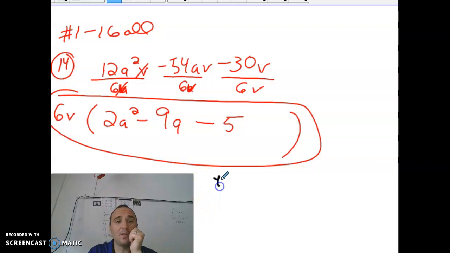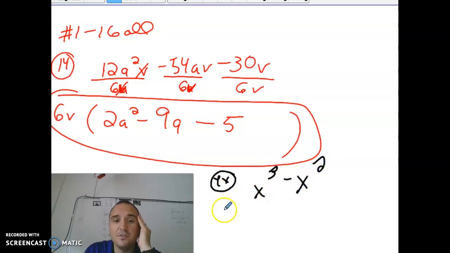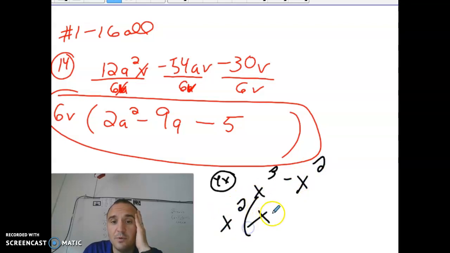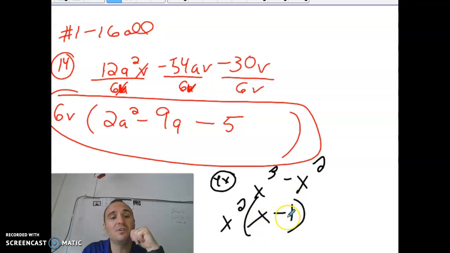The last example I want to go over would be x to the 3rd minus x to the 2nd, because in this case, it's x to the 2nd they have in common, so you end up with x minus 1. So that's it. That's all the types you're going to see for homework.